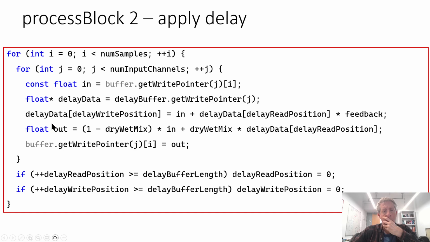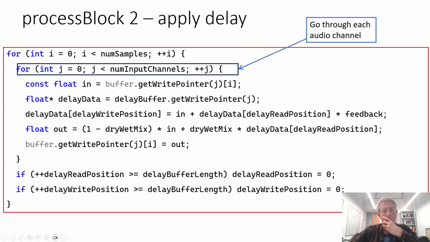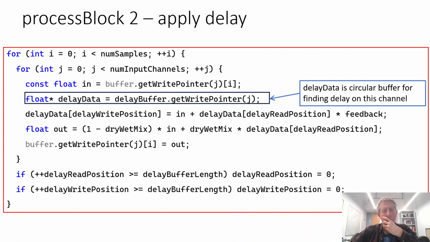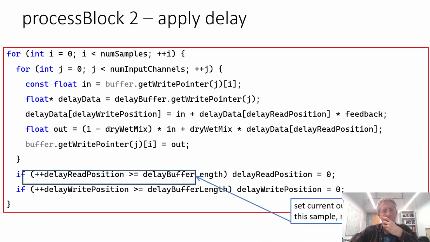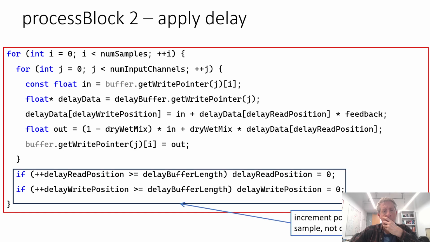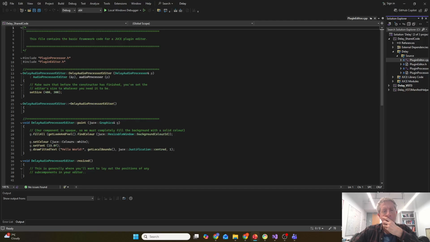Then, after we've done this for every channel, we increment the read position and increment the write position, where if they go to the end of the array, we wrap them around to the beginning of the array, read position 0 or write position 0. So that's what I just described. Let's see how this looks.